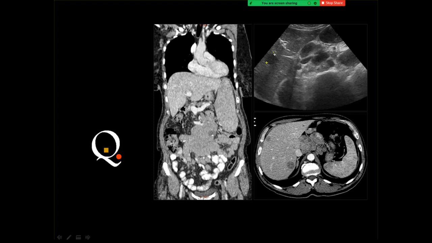And this is a case of ultrasound of the abdomen together with axial and coronal post-contrast CT scan of the abdomen.